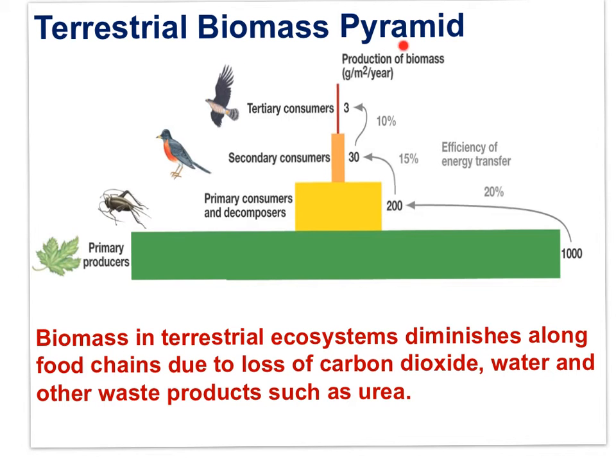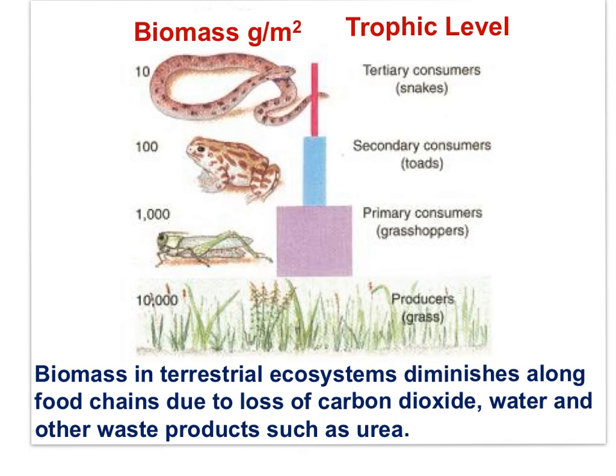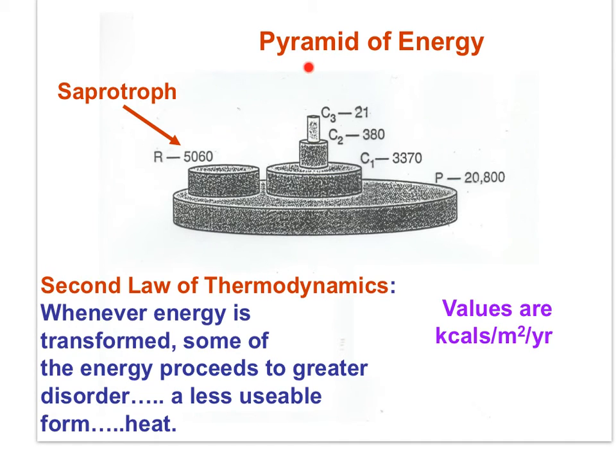Now this is a biomass pyramid. And biomass in terrestrial ecosystems also diminishes, much like energy, along the trophic levels due to the loss of carbon dioxide, water, and other waste products such as urea, as organic molecules are transformed with successive trophic levels. The biomass in terrestrial ecosystems diminishes along food chains due to the loss of carbon dioxide, water, and other waste products such as urea.